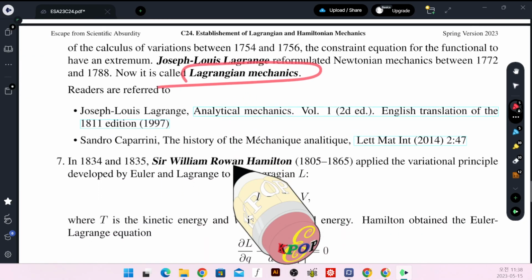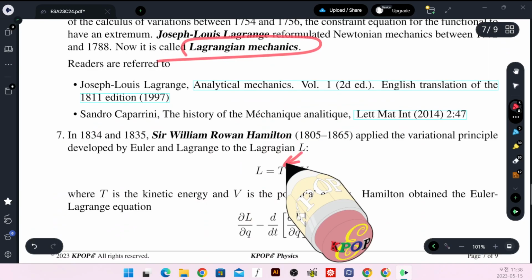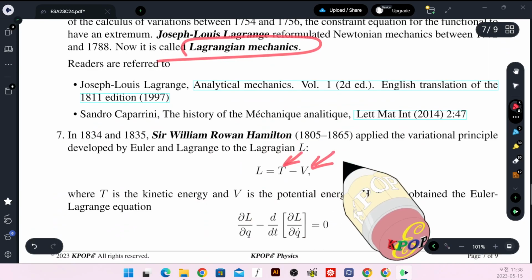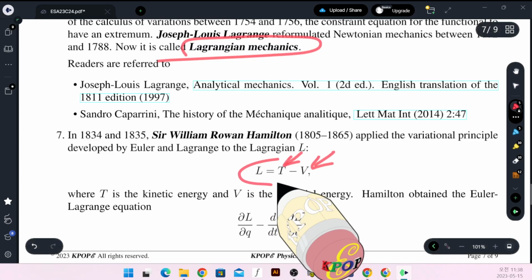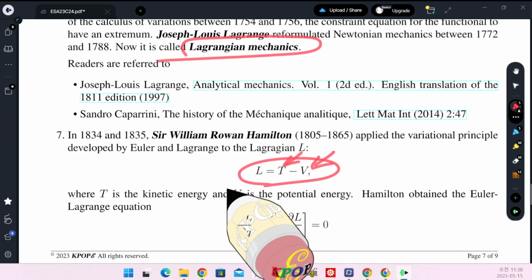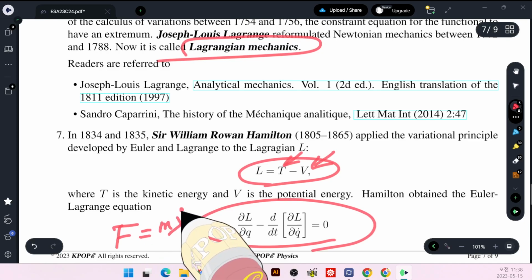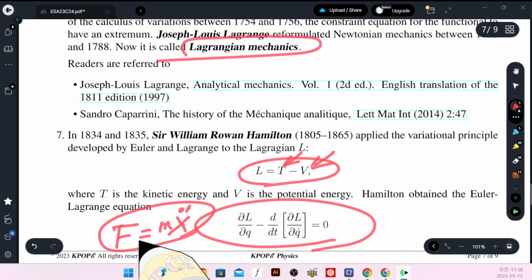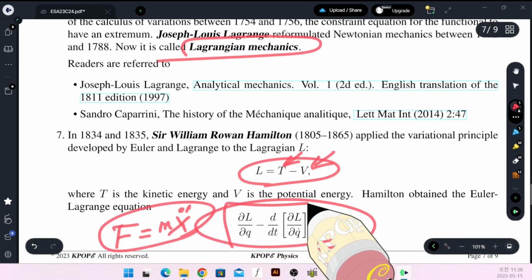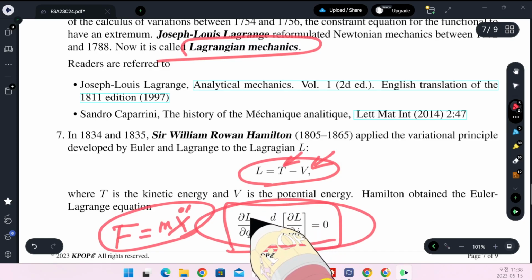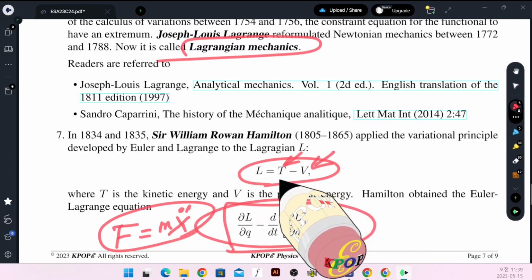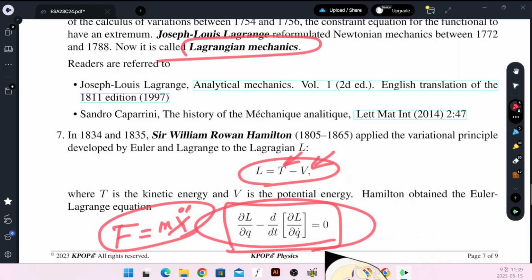So they use the energy. We know kinetic energy and potential energy. They were very smart to find that the Lagrangian holds the difference between the kinetic energy and the potential energy, from which they have shown that F equals ma. For simplicity, in the one-dimensional case, F equals ma is equivalent to this Euler-Lagrange equation as long as the Lagrangian L is the kinetic energy subtracted by potential energy.